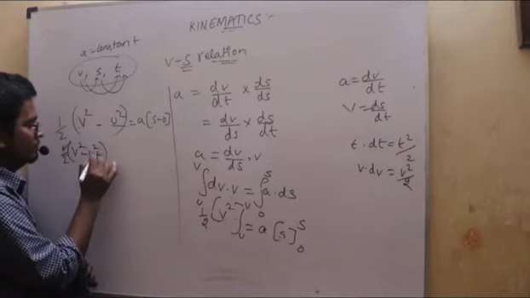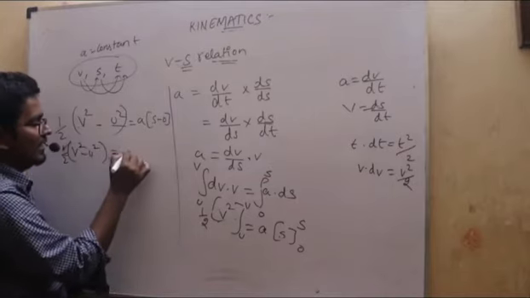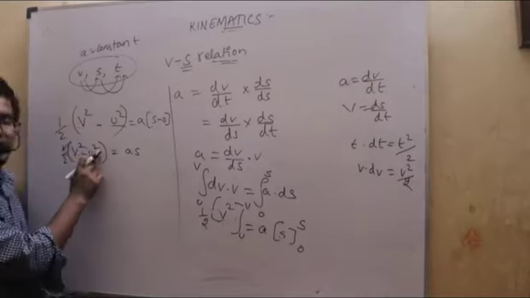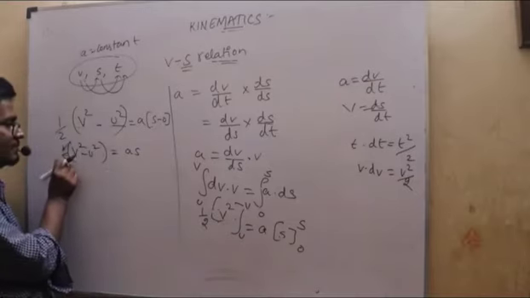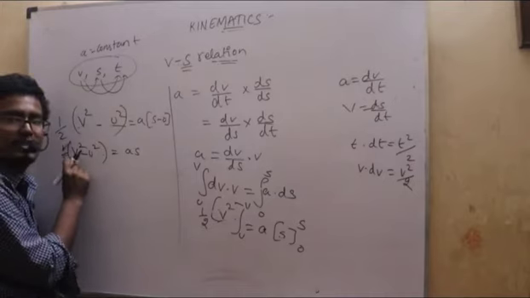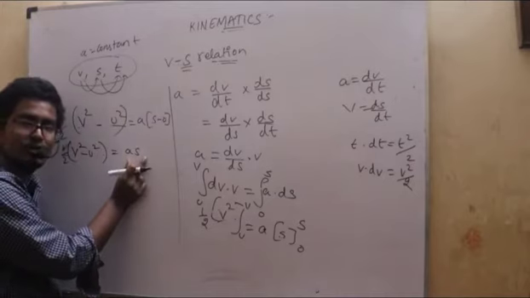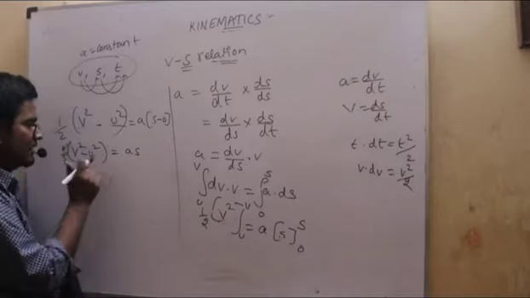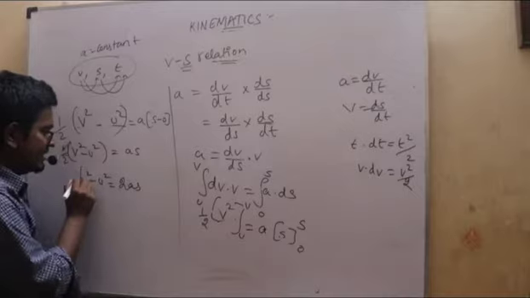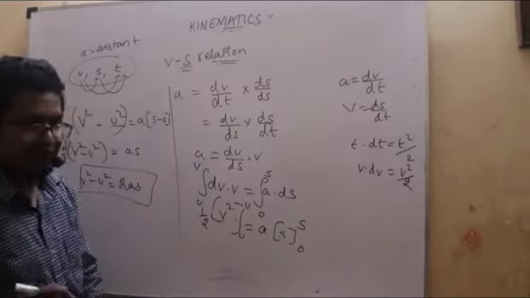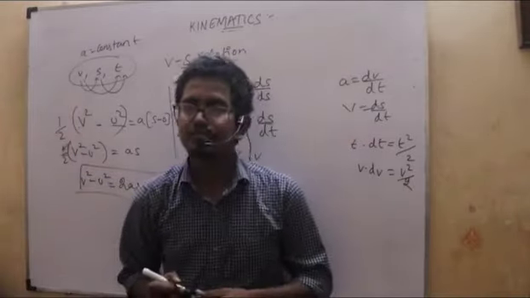Is equal to a into s. V square minus u square into half is equal to as. And as 2 is present here in the denominator, while going to the other side of the equal sign, it will be in the numerator. So v square minus u square is equal to 2as, and it is the third kinematic equation which we derived in this lecture.